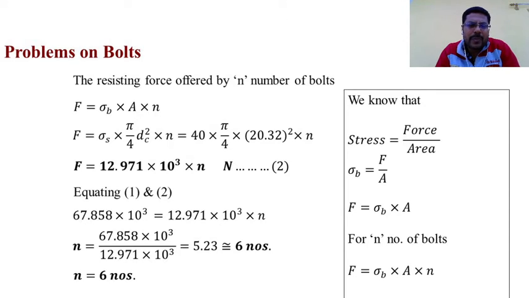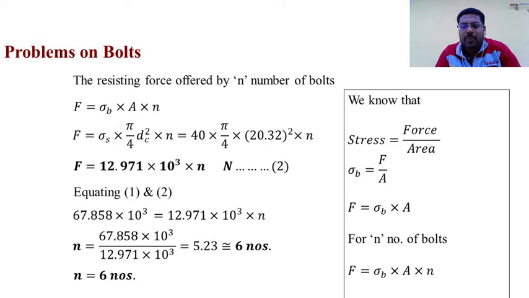So sigma S is equal to 40, which is already given. So 40 into pi by 4, where Dc, the core diameter, is 20.32, whole square, into the number of bolts n. Therefore F is equal to 12.971 into 10 raised to power 3 into n. The unit is newtons.